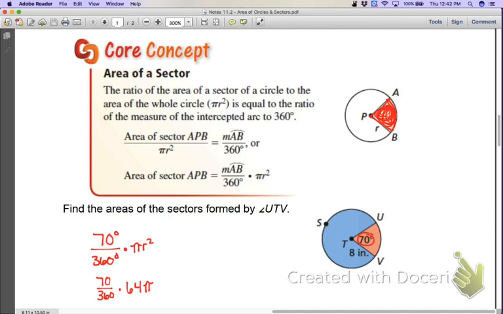So 70 divided by 360 is 0.194 repeating. Multiply that by 64 pi. So about 39.10 inches squared. Okay, that's the part in red. That's what I took out. I took a little over 39 square inches out of my circle.